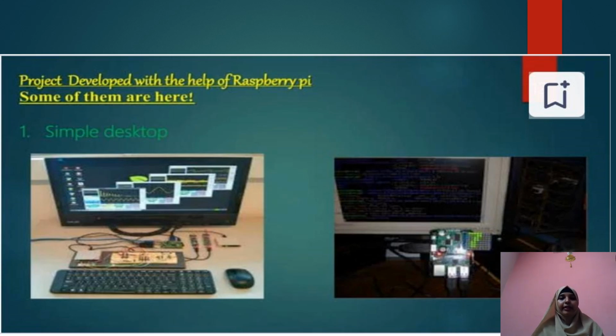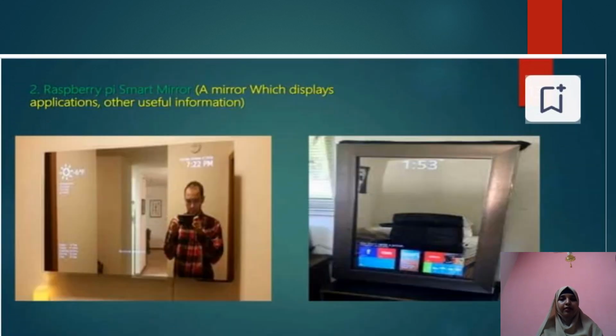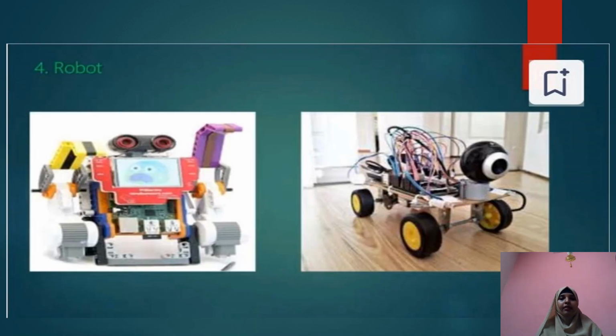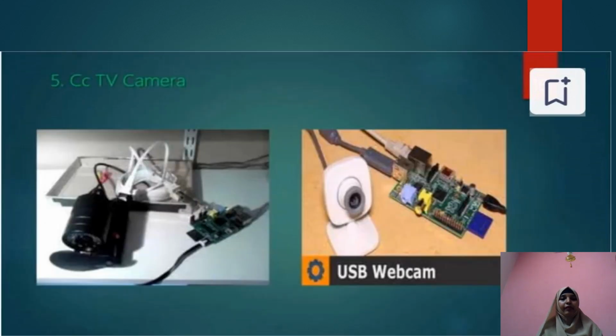Here are projects developed with the help of Raspberry Pi. Some of them are listed here. Here is the simple desktop. The second one is Raspberry Pi Smart Mirror, a mirror which displays applications and other useful information. The third one is gaming devices, which helps us to play a smart game. The fourth one is a robot. And the fifth one is CCTV cameras, that is USB webcam.